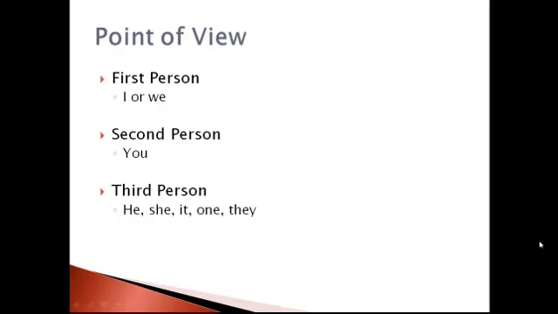Point of view refers to the author's perspective, and you will typically write in either first, second, or third person point of view. First person refers to I or we. Second person refers to you. And third person refers to he, she, it, one, they, and so on.